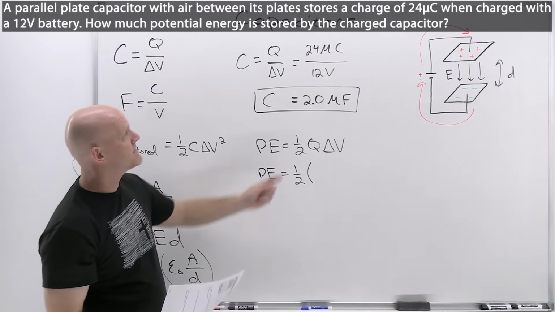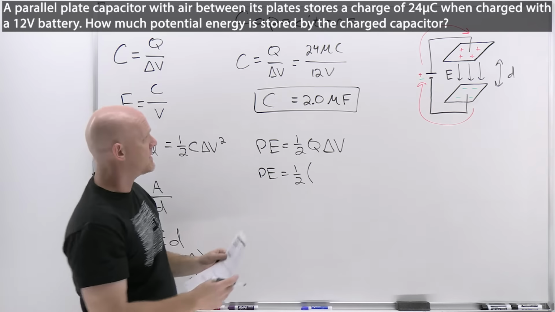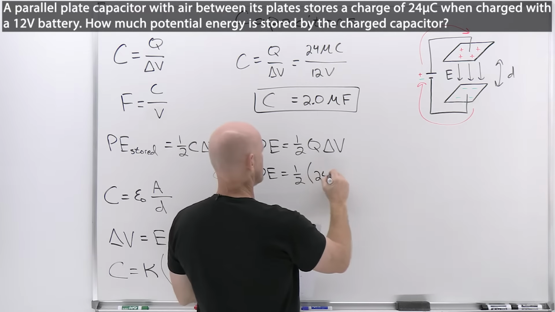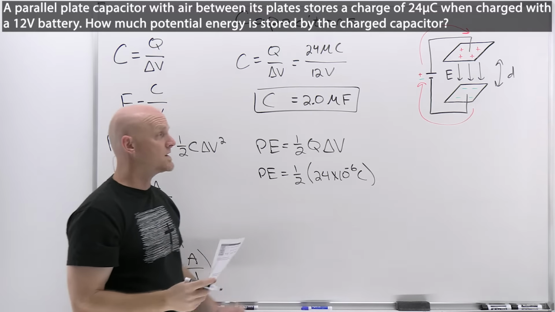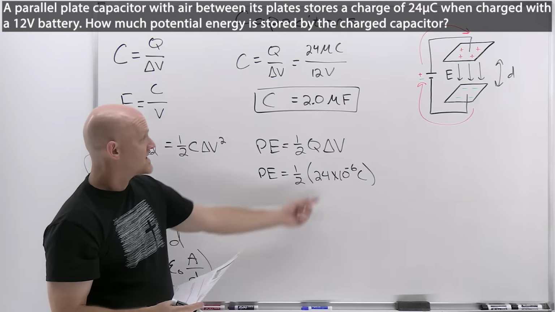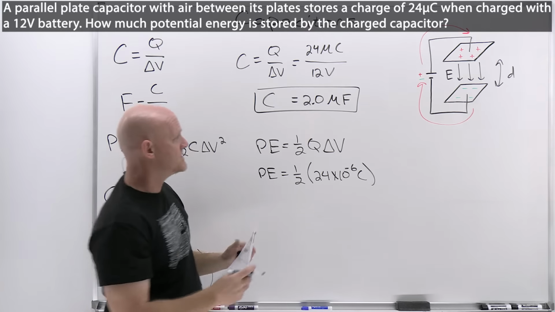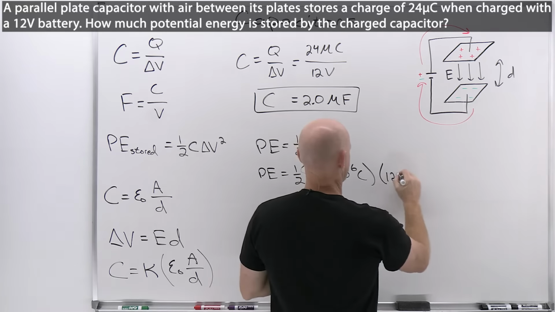So, the charge we already stored is given in the question, 24 microcoulombs. In this case, I will write it as 24 times 10 to the negative 6 coulombs. We'll see why in a second. And in this case, times delta V, and delta V was once again given as 12 volts.